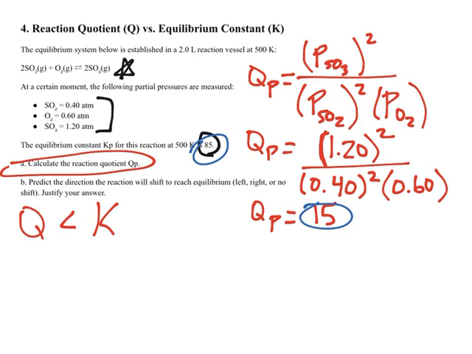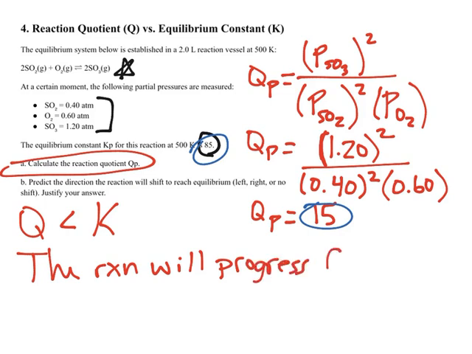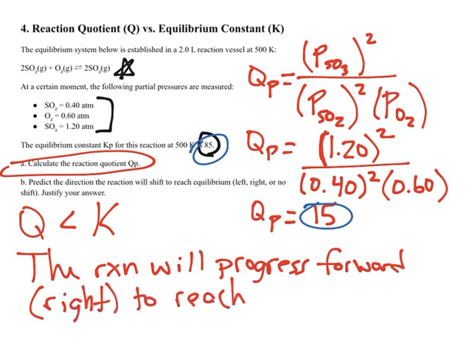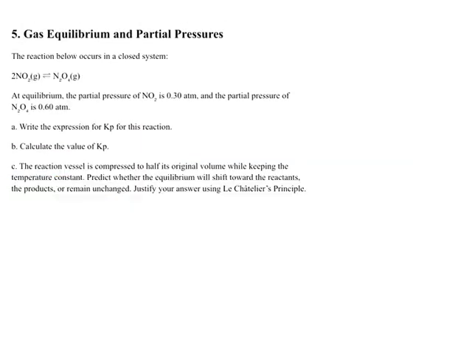So since Q is less than K, this reaction will progress right or in the forward direction to reach equilibrium. The reaction will progress forward, which I'm going to match their terminology. They said right to reach equilibrium. Very important here that you make this official comparison of Q versus K.